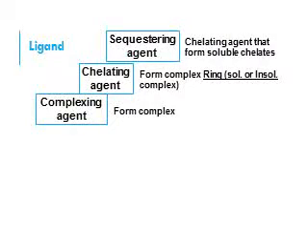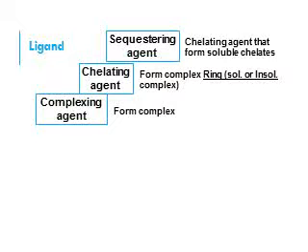Ligands have different definitions. Either a complexing agent, which is any compound, any ligand, that forms a complex. If the formed complex is in the form of a ring, either soluble or insoluble, it's called a chelating agent. And if the formed complex is in the form of a ring and soluble, it's called a sequestering agent. The big title is complexing agent, the subtitle is chelating agent, and the next subtitle is sequestering agent.